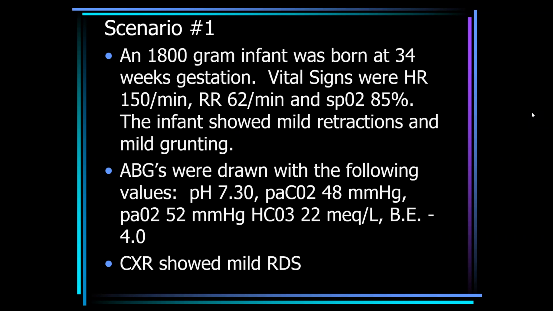So what do you think? 34 weeks, that's premature, right? It's not our 24-weeker, but it's still premature. We're seeing mild retractions and mild grunting. That'd be a late term preemie, yeah. But what could be happening? Not knowing anything else, just getting that information: premature, mild retractions, grunting. Lack of surfactant. Very good. So keep that in your mind. ABGs were drawn and show a pH 7.30, PCO2 is 48, PaO2 52, bicarb is 22 with a -4 base.